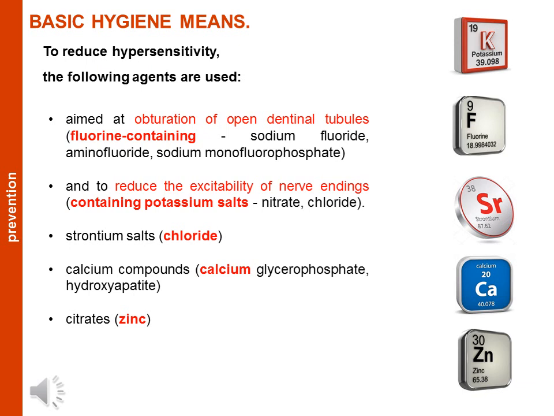fluorine-containing agents: sodium fluoride, aminofluoride, sodium monofluorophosphate; and, to reduce the excitability of nerve endings, those containing potassium salts: nitrate, chloride; strontium salts: chloride; calcium components: calcium glycerophosphate, hydroxyapatite, citrates, zinc.